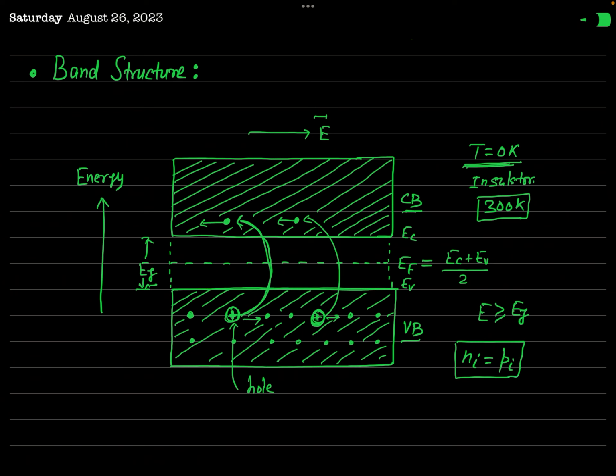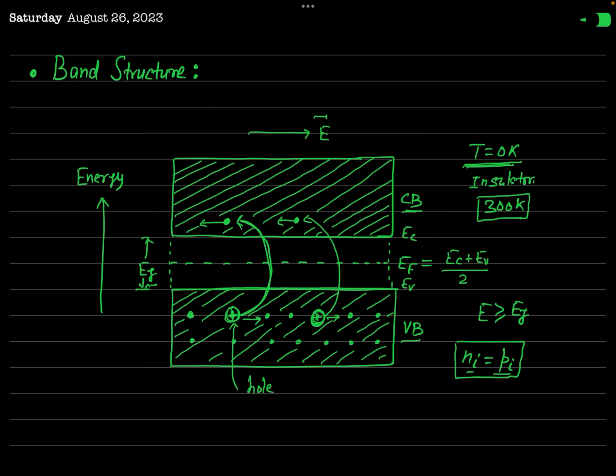So we say that concentration means number of electrons per unit volume. Similarly, concentration of holes means number of holes per unit volume. So in this pure semiconductor, the concentration of electrons in the conduction band and the concentration of holes in the valence band are always equal, because the number of electrons present in the conduction band will be just equal to the number of holes present in the valence band.